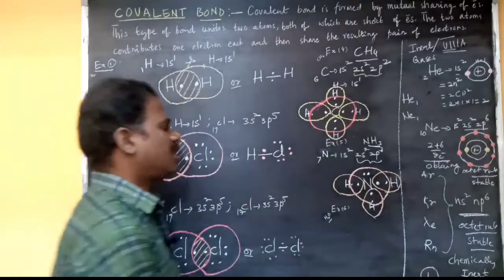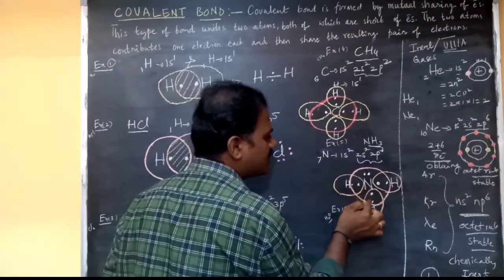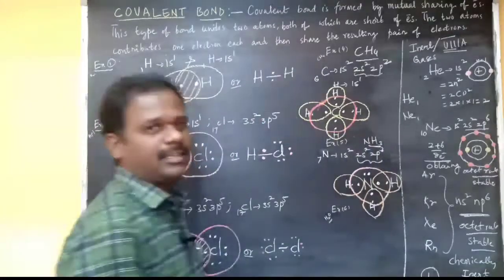So now this atom is getting how many electrons? 1, 2, 3, 4, 5, 6, 7, 8, like that, sir.